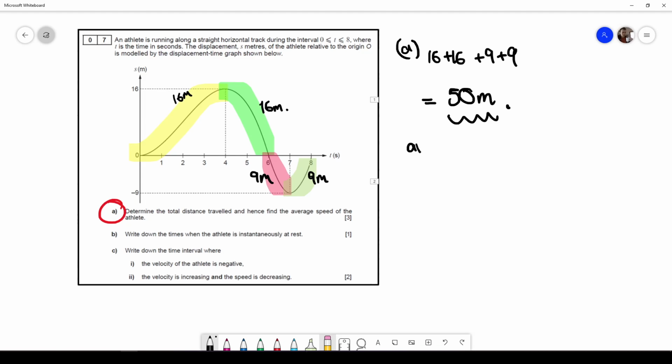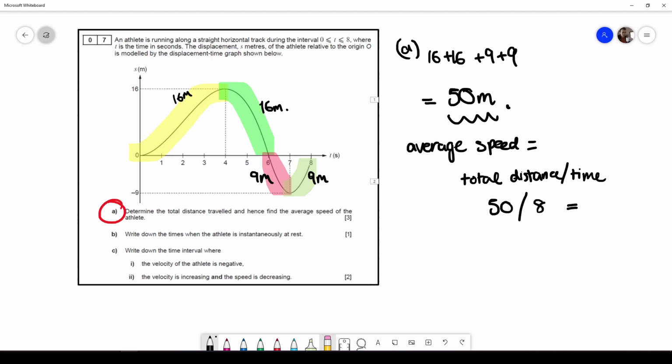The average speed calculation, I'm going to need to divide the total distance by the time. So I'm going to divide 50 by 8, give me an average speed of 6.25 meters per second.